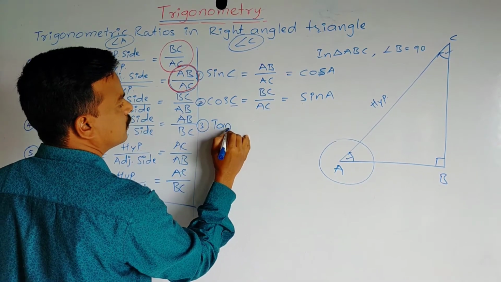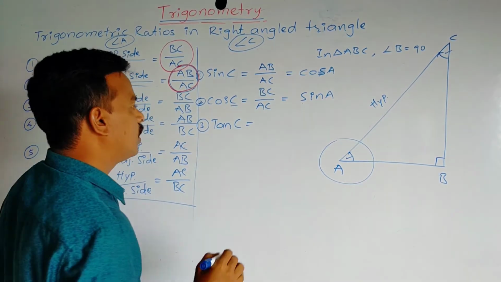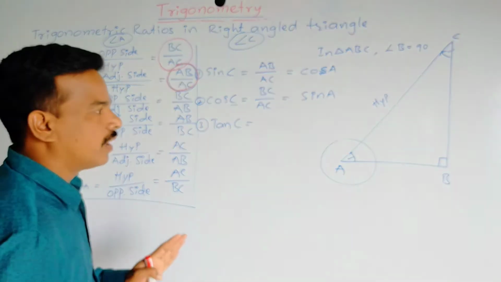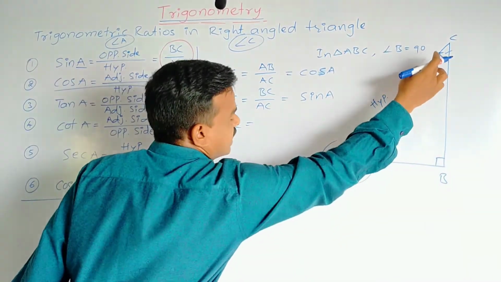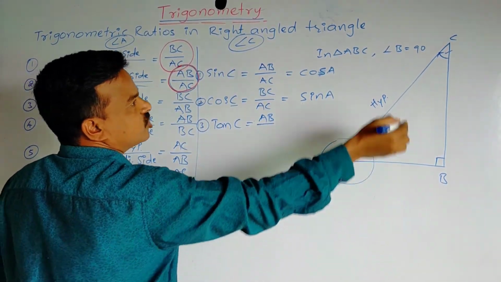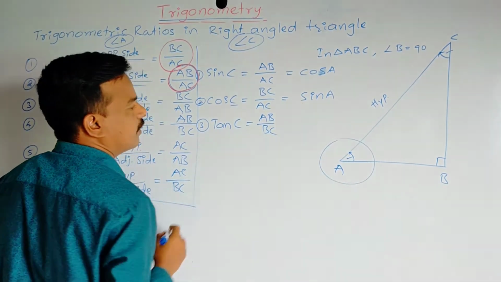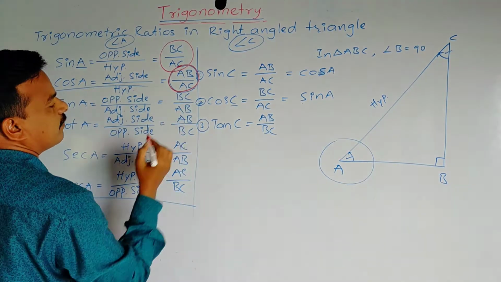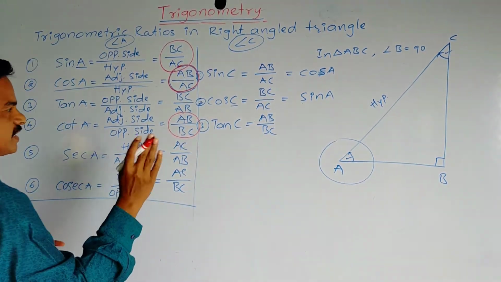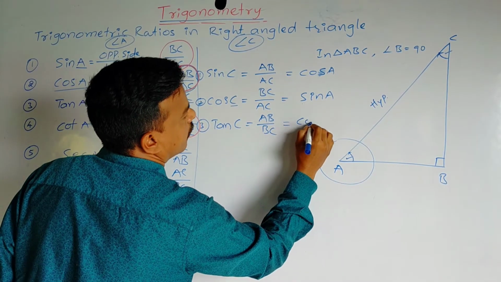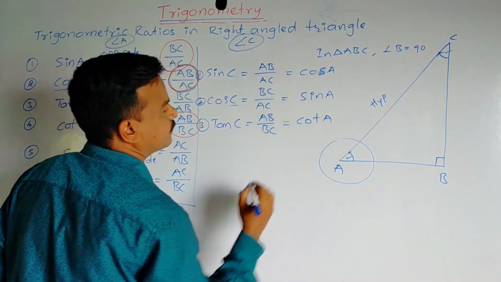tan. Tan C is equal to the tan ratio: opposite side divided by adjacent side. The opposite side of this angle is AB, divided by the adjacent side BC. Okay, we can see this AB by BC is this one in the same triangle. So it is equal to cot A. We can write cot A.